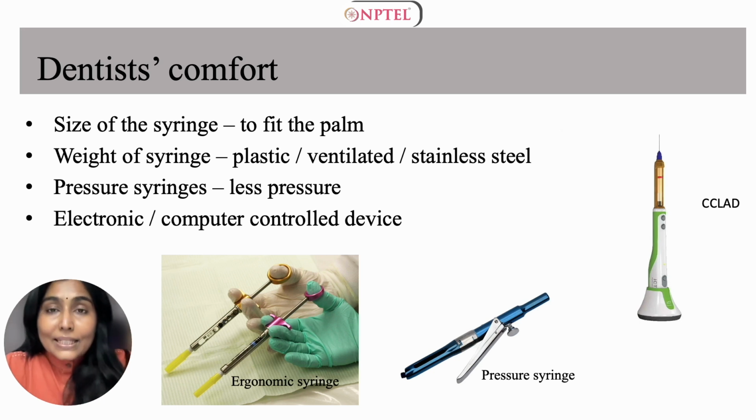Also, let's try to choose armamentarium which are ergonomic to us. Based on the size of your palm, choose the size of the syringe. There are numerous sizes available. Also, if you do not want to use a heavy syringe, use plastic, ventilated, or stainless steel syringes. Pressure syringes, when used, require only less pressure as compared to the conventional intraligamentary injections.